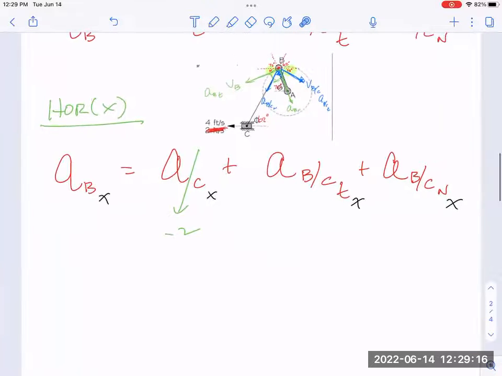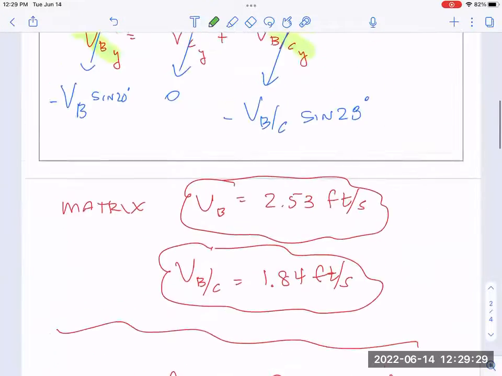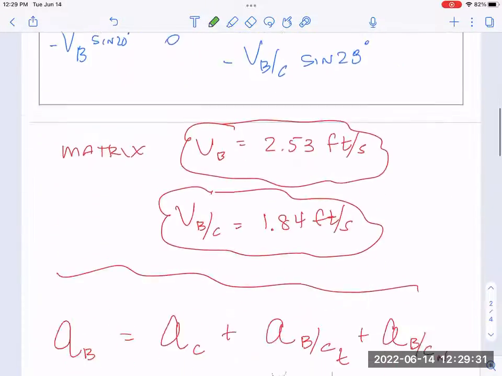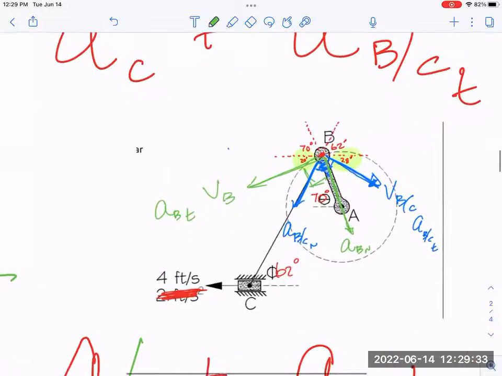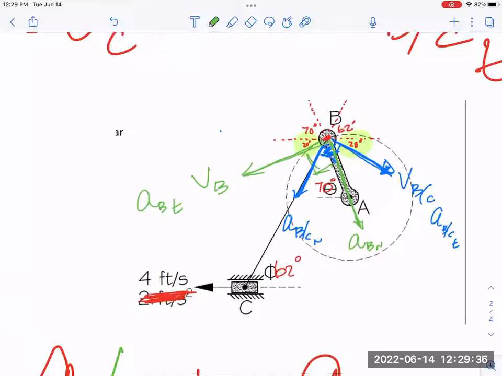So the question is, could I rewrite this as just the acceleration of B with some modifier? No, because this is literally the acceleration of B in the X direction. Oops, I can look right here. So, and this is horrible. I need the acceleration of B in the X direction. Does that have an X component to it? It does. That'd be the cosine of 20, right?